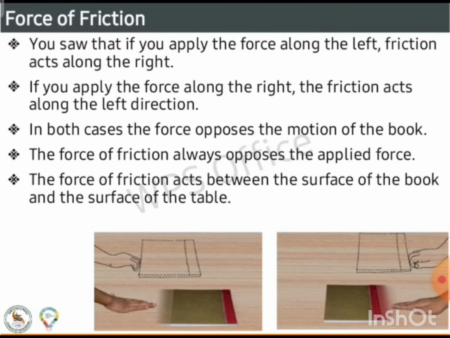You saw that if you apply the force along the left, friction acts along the right. If you apply the force along the right, the friction acts along the left direction. In both cases, the force opposes the motion of the book. The force of friction always opposes the applied force. The force of friction acts between the surface of the book and the surface of the table.